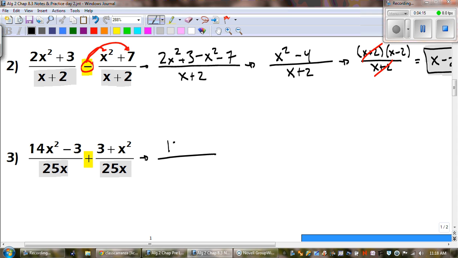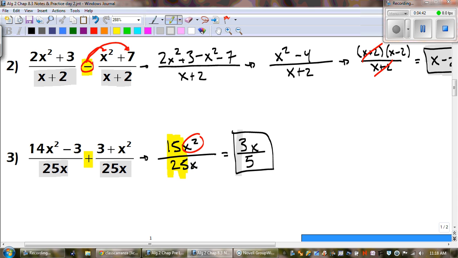Okay, well you guys should have gotten 15x squared over 25x. All right, and we can simplify that because we can divide by 5. Okay, 15 divided by 5 is 3, 25 divided by 5 is 5. And the x's, who wins, the top or the bottom? The top wins, and the top wins by 1. So we get 3x over 5.